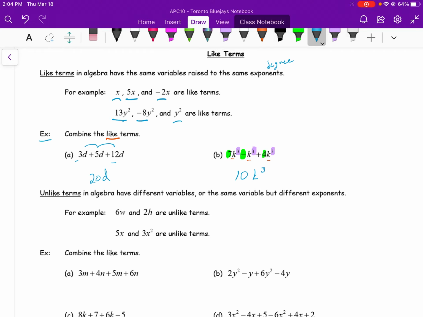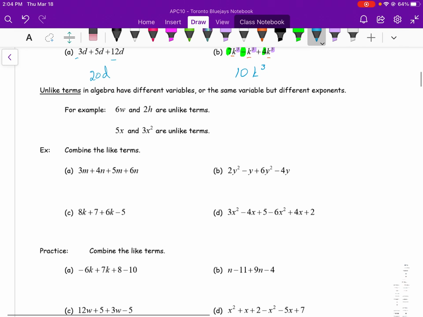Or in fact, you can say, well, I have 7k cubes, and I take away 1k cubed, so that leaves me with 6k cubes. And then if I have 6k cubes and I add 4k cubes, that leaves me with 10k cubed. All right.